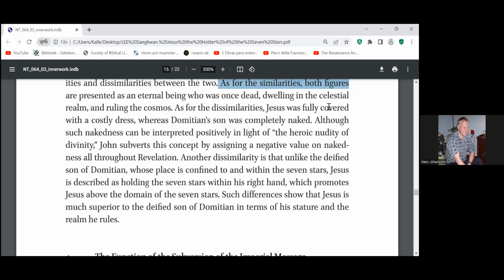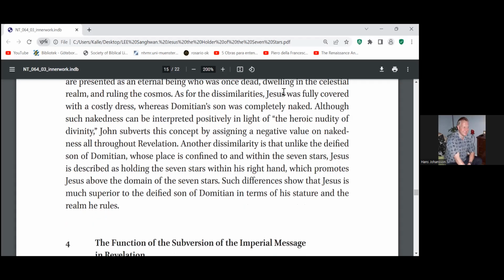As for the similarities, both figures are presented as an eternal being who was once dead, dwelling in the celestial realm and ruling the cosmos. As for the dissimilarities, Jesus was fully covered with a costly dress, whereas Domitian's son was completely naked.